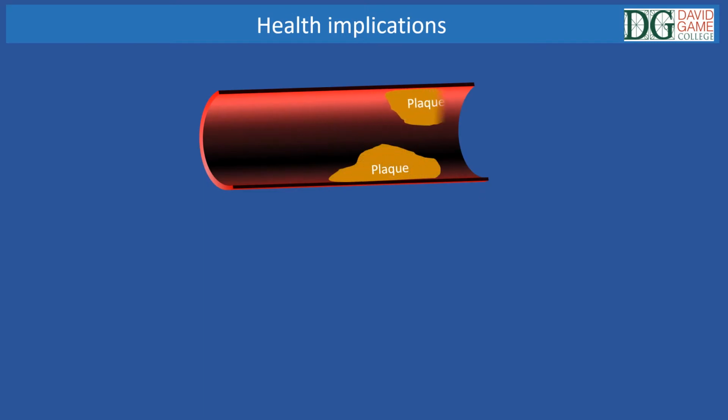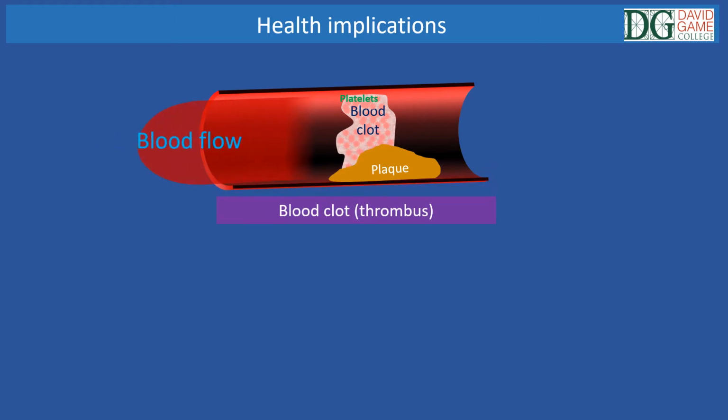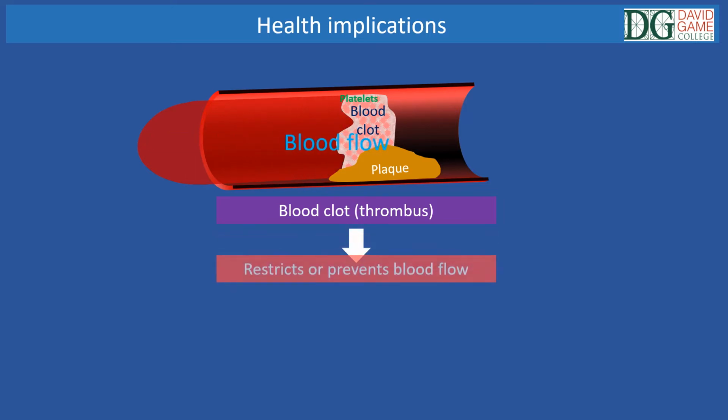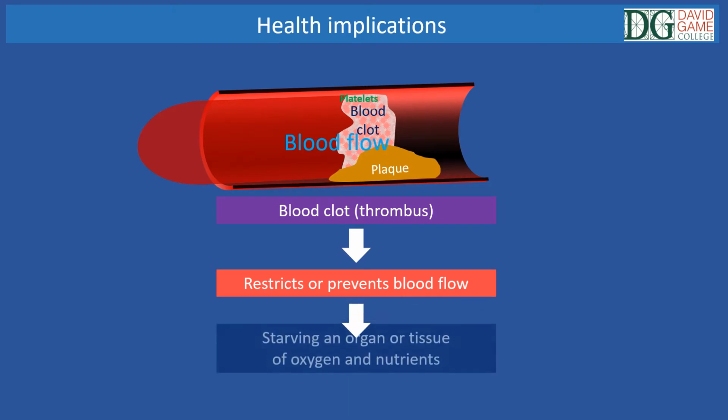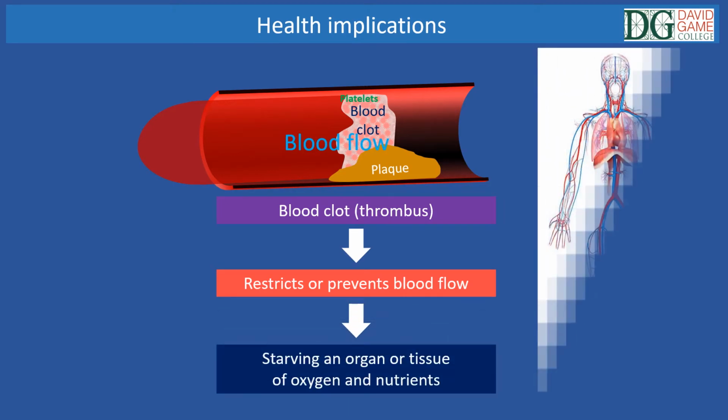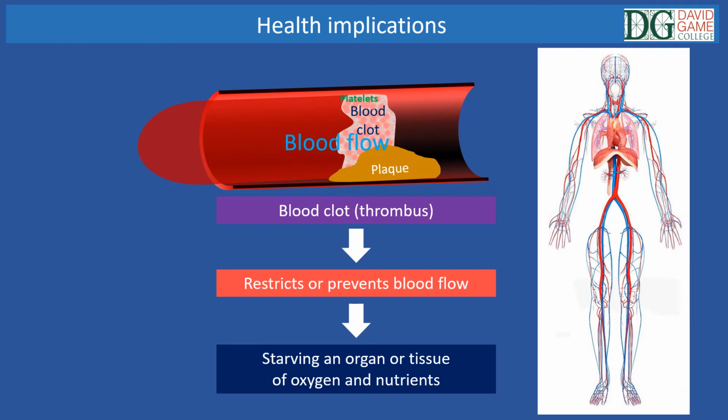If the plaque ruptures, platelets come into contact with the underlying tissue and calcium deposits, stimulating the formation of a blood clot or thrombus. This can restrict or prevent blood flow through the vessel, thus starving an organ or tissue of oxygen and nutrients. If this happens to the coronary arteries, it causes ischemia or heart attack, while if this happens to the artery carrying blood to the brain, it causes a stroke.